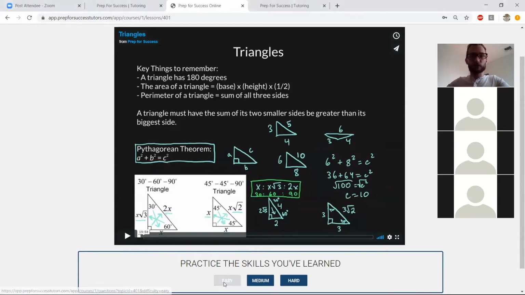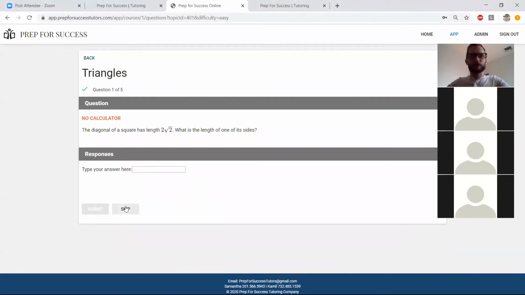Otherwise, I want to go through and take a look at some of the questions. So let's take a look at number one. This is easy triangles. They're saying the diagonal of a square. So we have a square, the diagonal, which is this, has a length of 2 root 2. What is the length of one of its sides? So ready? We know a square has 90-degree angles, right? So that's 90, that's 90, that's 90. These are all 90, right?